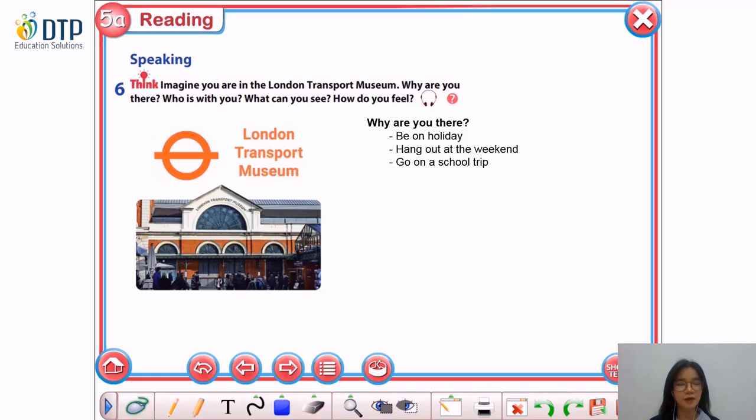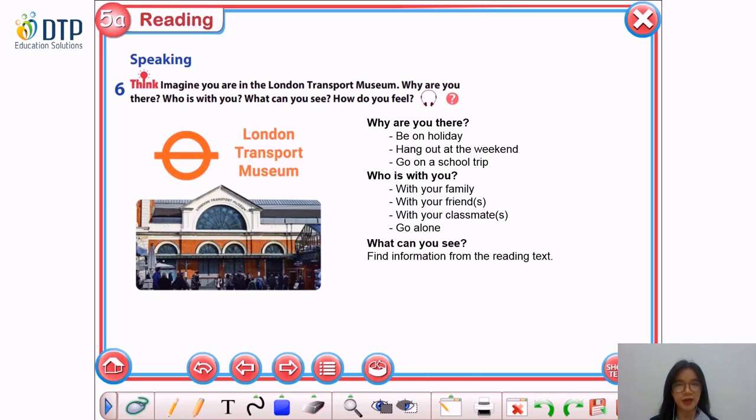As for the next question, who is with you? It can be anyone, your family, your friends, your classmates, or you can say that you go alone. It's your imagination. To answer the question about what you can see at the museum, you can read the text again to find out. Finally, the last question.